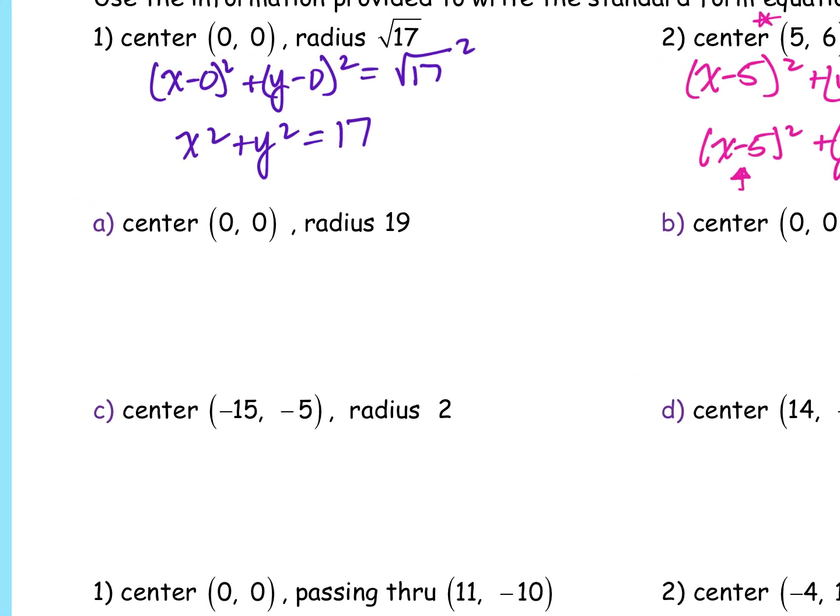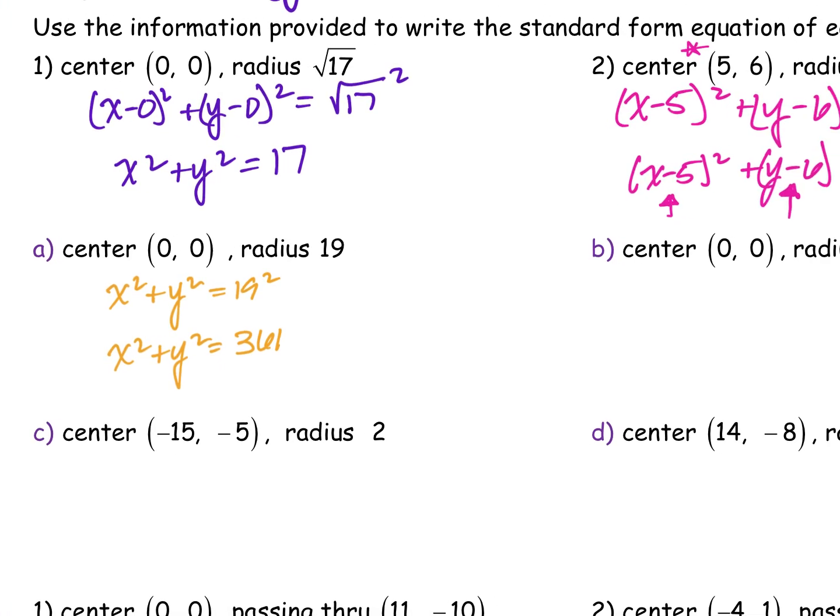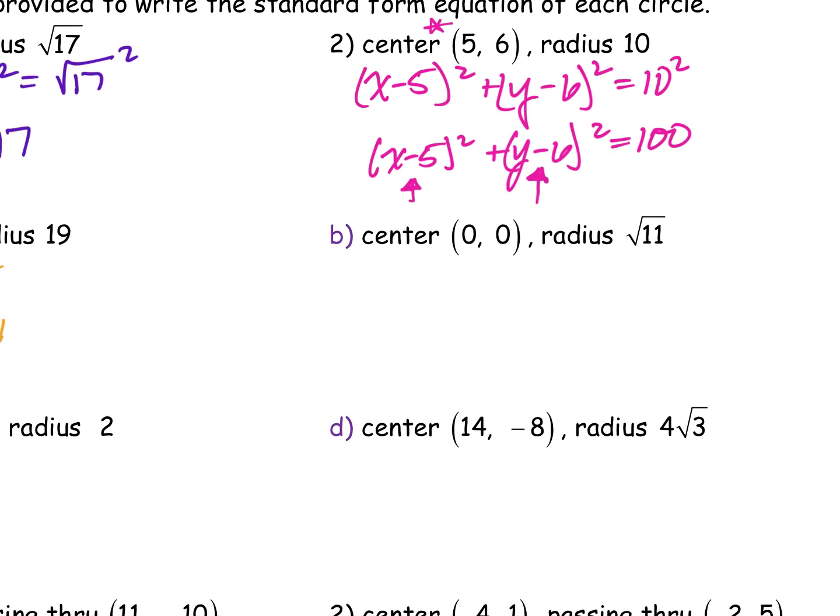The first one is centered at (0, 0), so I know I'm going to have x squared plus y squared equals 19 squared, or x squared plus y squared equals 361. Okay. And then number B, just a tad bit harder. Still centered at (0, 0), so I'll have x squared plus y squared equals the square root of 11 squared. So that's going to be x squared plus y squared equals 11.